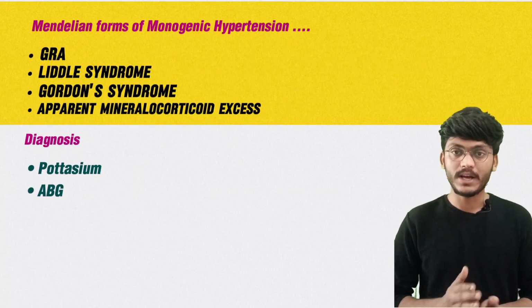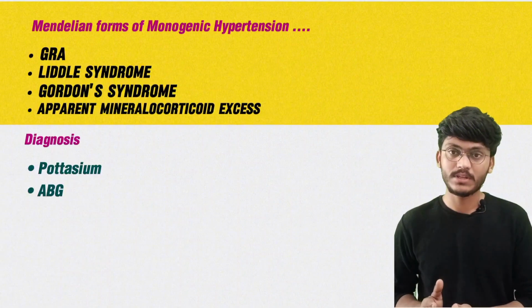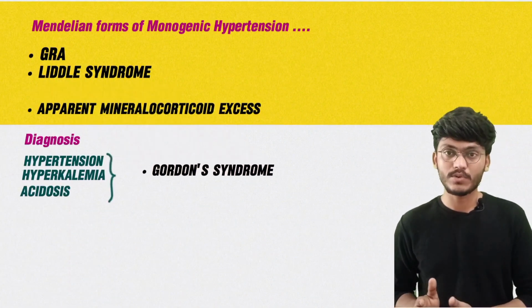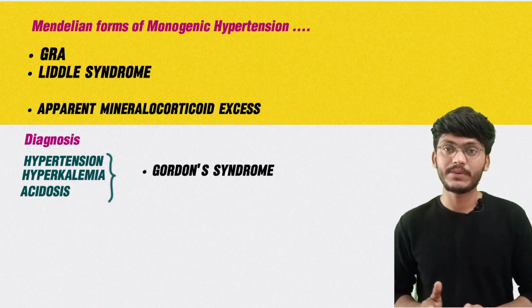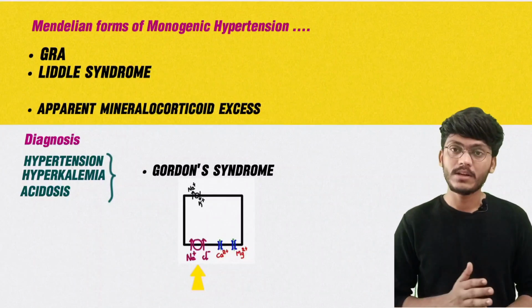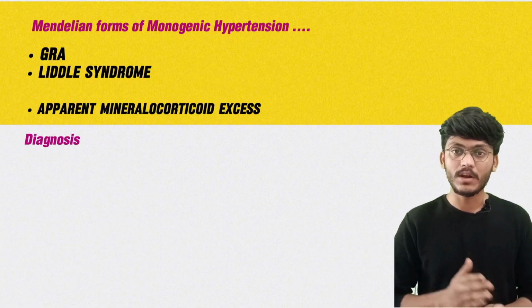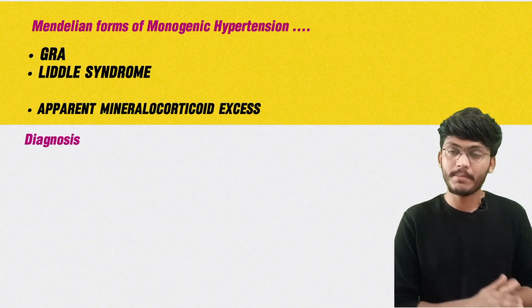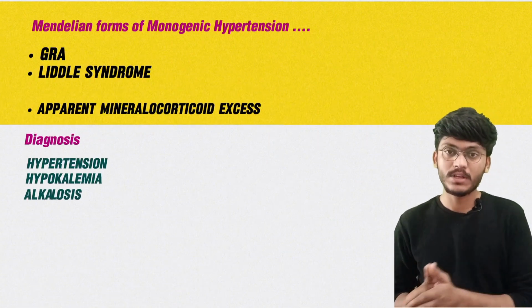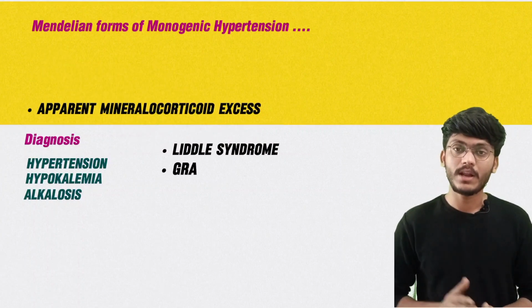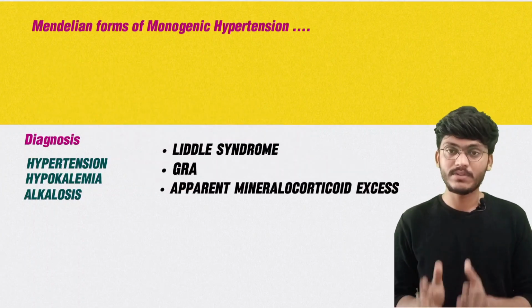If serum potassium level is high and ABG is showing acidosis, that is the combination of hypertension, hyperkalemia, and acidosis, it is seen in Gordon syndrome, which occurs because of increased activity of sodium chloride symporter in the distal convoluted tubule. And if you find hypokalemia and alkalosis along with hypertension, that is a combination of hypertension, hypokalemia, and alkalosis, then the remaining causes, that is Liddle syndrome, glucocorticoid remediable aldosteronism, and the last one, apparent mineralocorticoid excess, will be the cause.